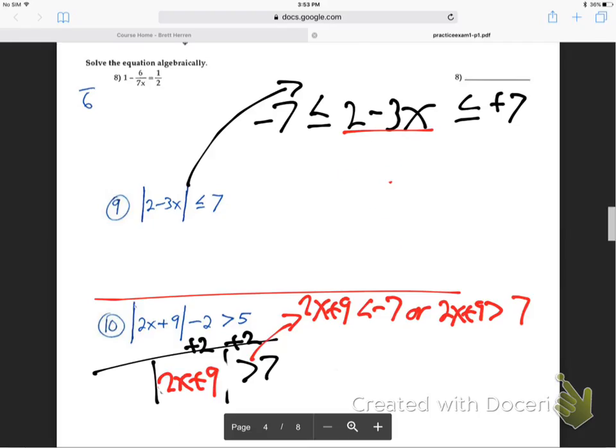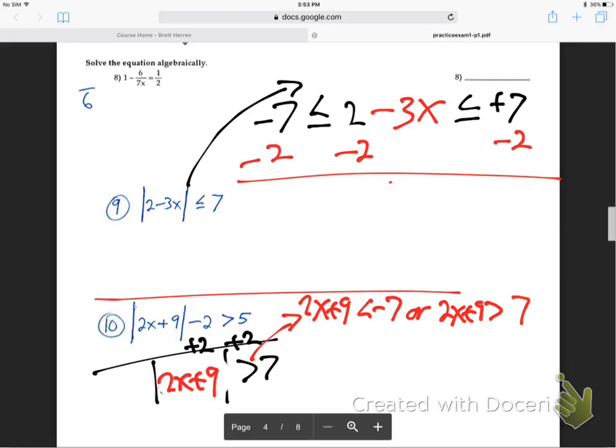Do we get rid of that -3? No, it's right next to the x. You save the stuff right next to x for last. First get rid of the -2, and it's a triple, so whatever you do to one part, do to all 3. So this is -9, this is gone, this is 5. And now last step, get rid of the -3. How do we do that?